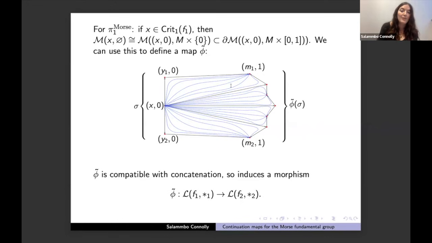And this map is actually going to be compatible with concatenation, because if you take another step which ends in y2 over here, then you can see that the top of the half disk is actually going to be the same as this line here. And so the concatenation of steps is also going to end in m2. That tells you that you have a well-defined group morphism on the set of loops.